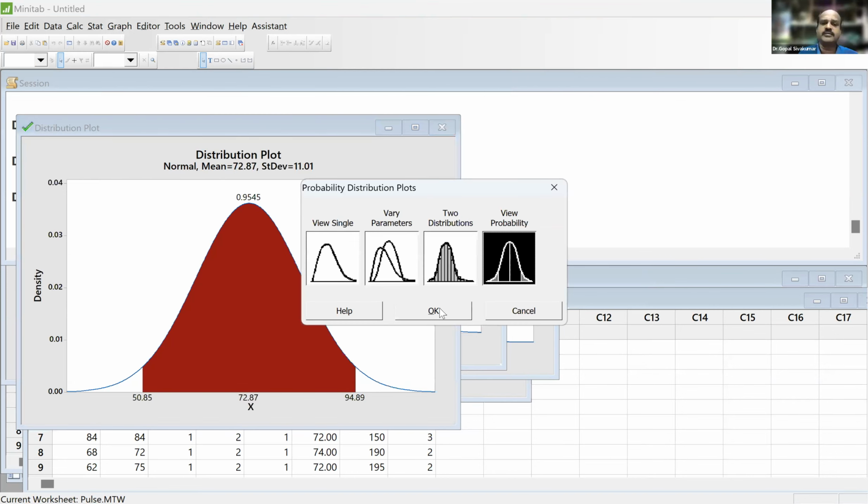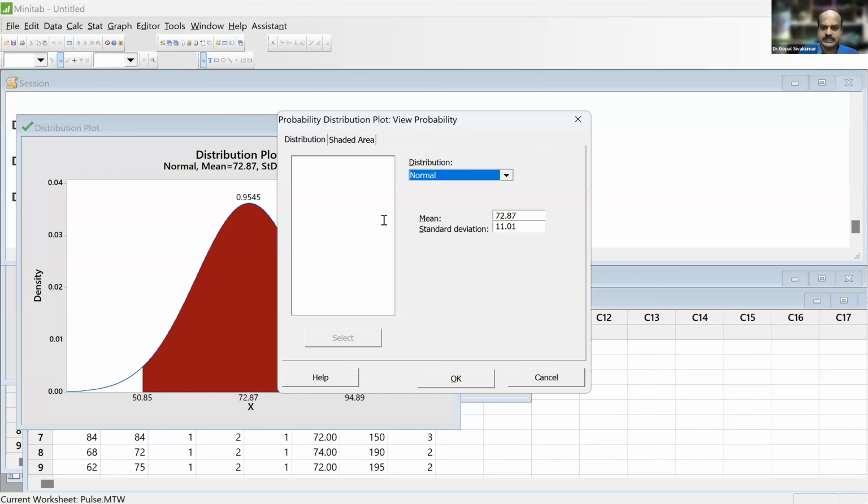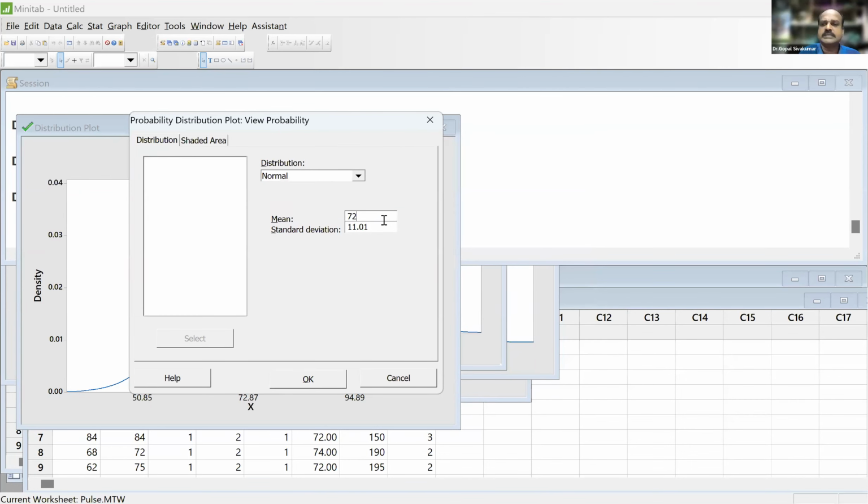Probability distribution plot, view probability. Now let us assume the average mark scored by the black belts is 72. All of you are with me. Now I'm changing the meaning, context. The average mark scored by all of you is 72. I have conducted an exam. I observe too much variation in your marks. Can you see here? 11 means too much variation, isn't it? So 11 marks is the standard deviation.